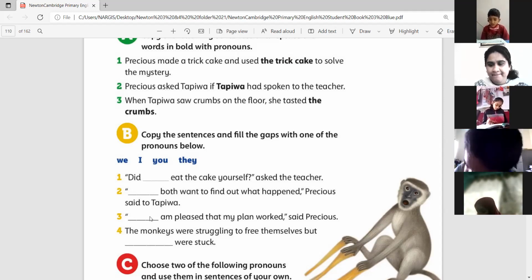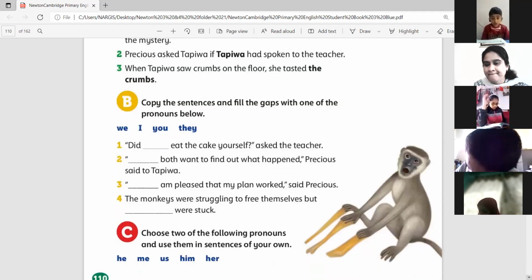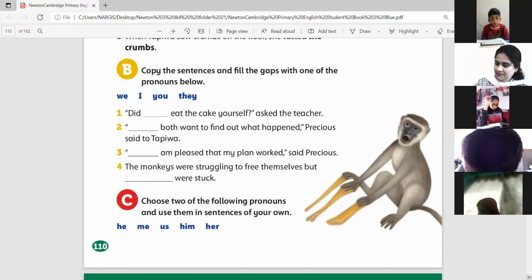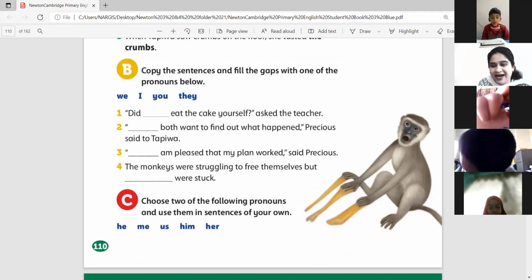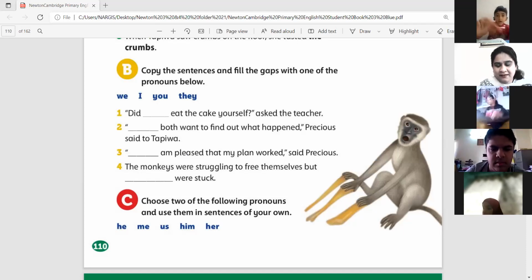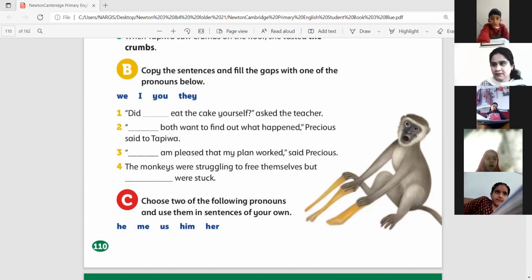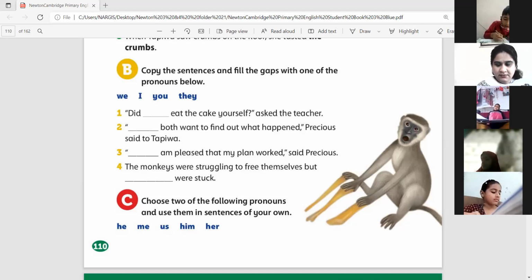Ma'am, the last one is there. The monkeys were struggling to free themselves, but Dash was stuck. No. They were, they. Yes. They. Completed all of you till here? Yes, ma'am. Okay, now I'm writing the C part. Ma'am, what is the third answer? So it is I. Ma'am, I'm done.